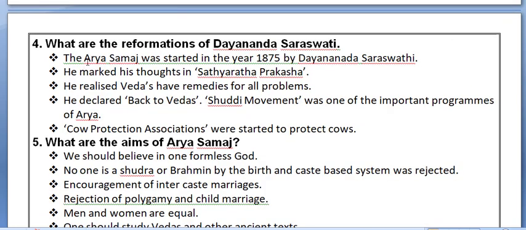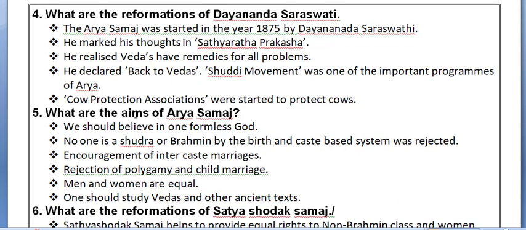Next question. What are the reformations of Dayananda Saraswati? The Arya Samaj was started in the year 1875 by Dayananda Saraswati. He recorded his thoughts in Satyarth Prakash. He realized the Vedas have remedies for all problems. He declared back to the Vedas. The Shuddhi movement was one of the important programs of Arya Samaj. Cow protection associations were started to protect cows.